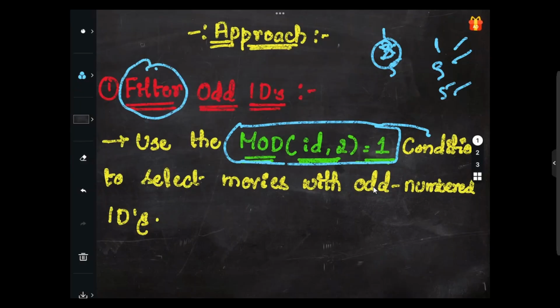We will be making use of MOD(id, 2) = 1 because we are filtering odd IDs here. So this condition will be used just to select movies with odd numbered IDs. I hope this is clear. So the first step is easy to understand.